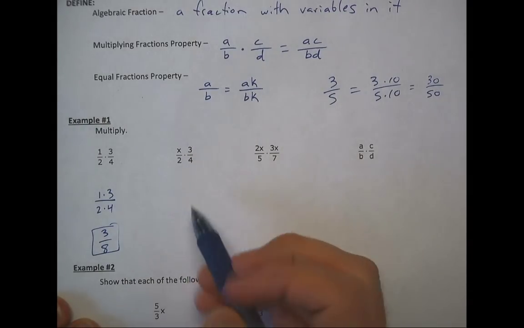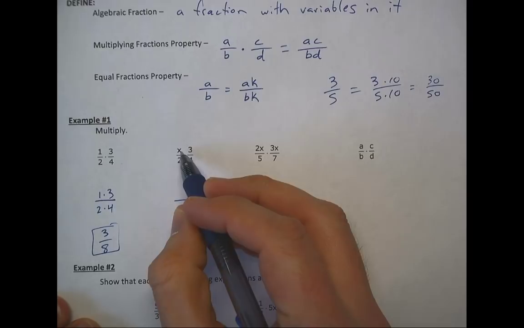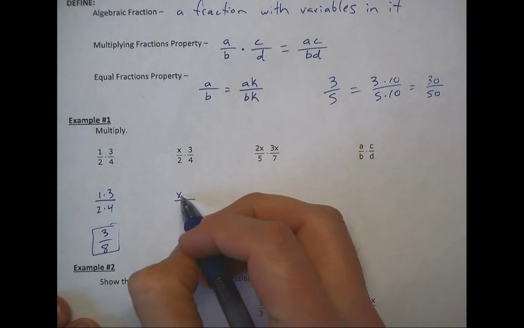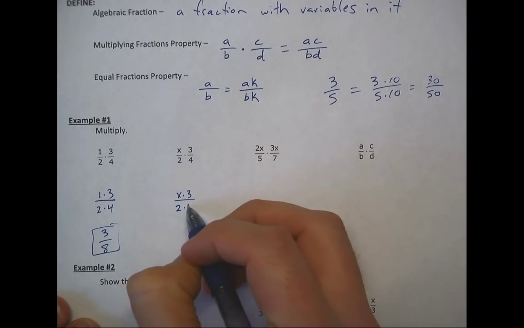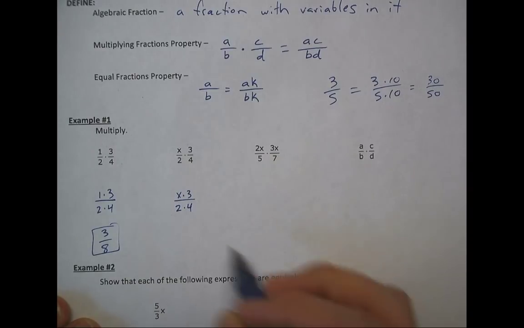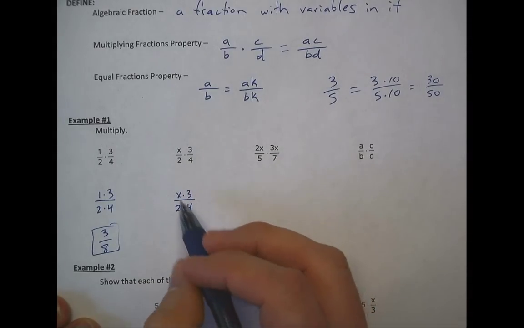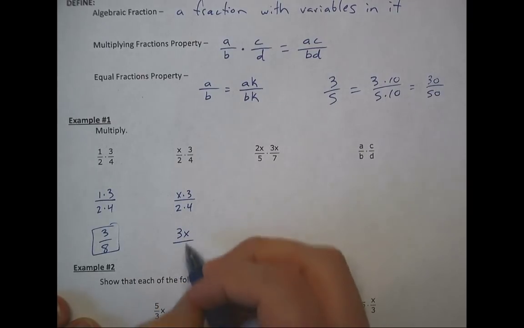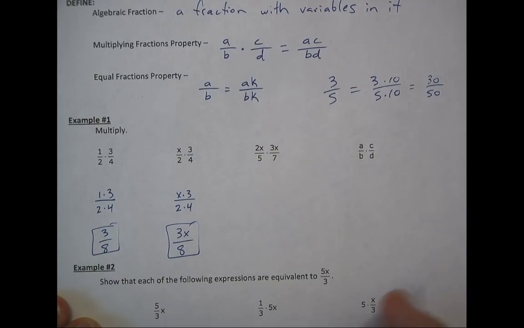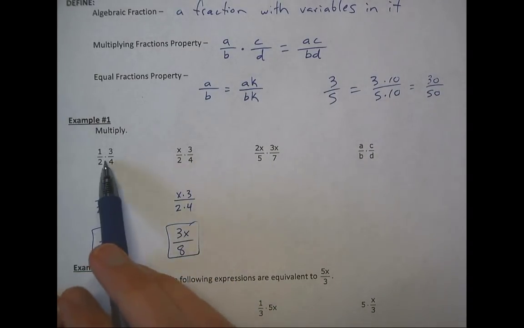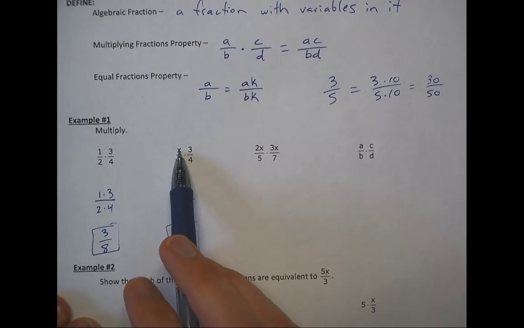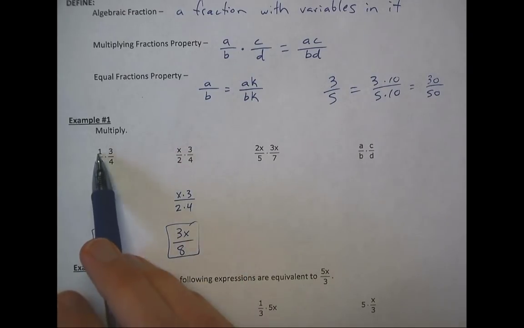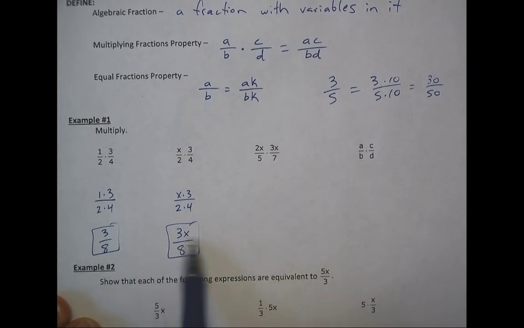If I want to use those same rules here, with one big fraction, I'm multiplying x times 3 on the top, and I'm multiplying 2 times 4 on the bottom. On the top, x times 3, we always put the coefficient first. That's 3x, and on the bottom is 8. And that's a perfectly good answer. You can see the similarities here. We've just put the variable in, but the coefficient of the variable is a 1, just like this 1. So it's similar, except we just have that x in our answer.